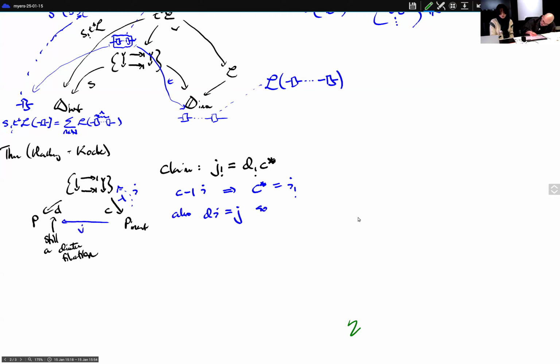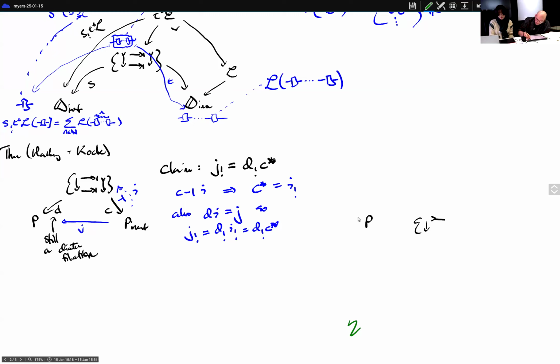So J bang is equal to D bang I bang is equal to D bang C star. Okay, so that's their lemma there, which is nice. And now what we can do is just arrange this in a little square, and we'll restrict it to get the one we wanted.